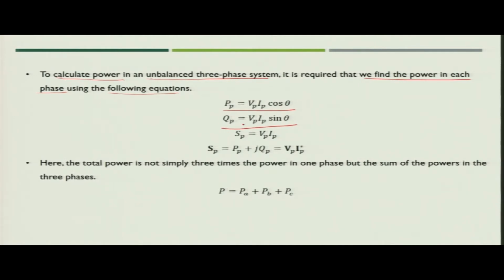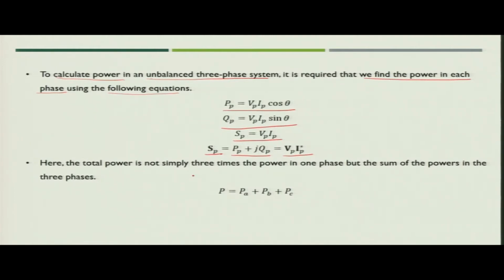Similarly, the reactive power per phase can be written as Vp into Ip sin theta. The magnitude of apparent power you can write as Vp into Ip, and the complex power we can write as P per phase plus j Qp, or we can write Vp into Ip conjugate. So, these are something which we have already discussed. So, we will straight away go to the calculation of total power in case of unbalanced 3 phase system.